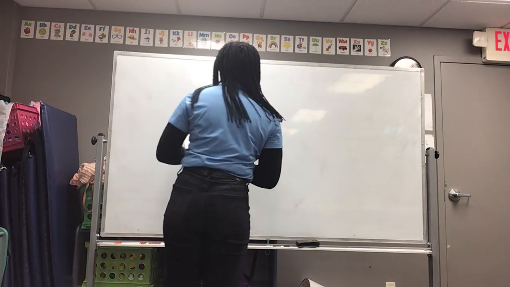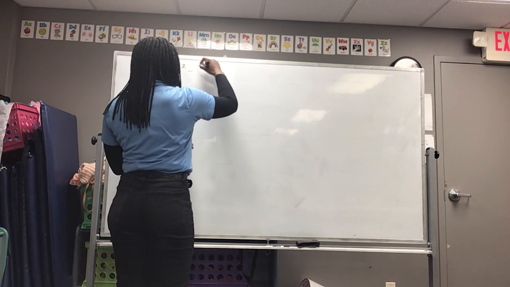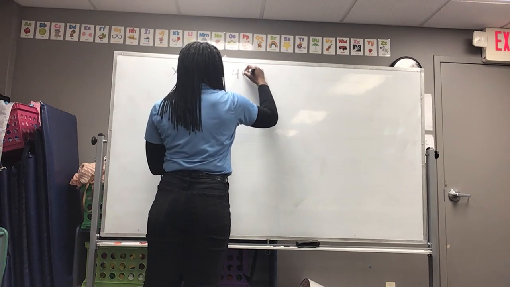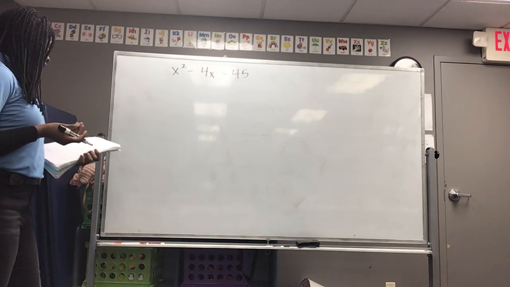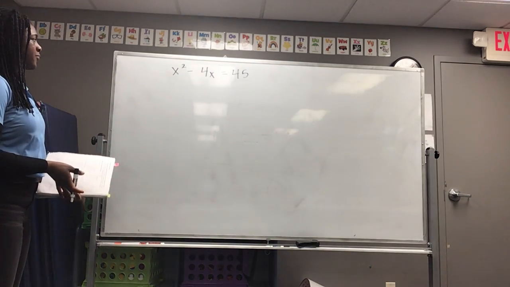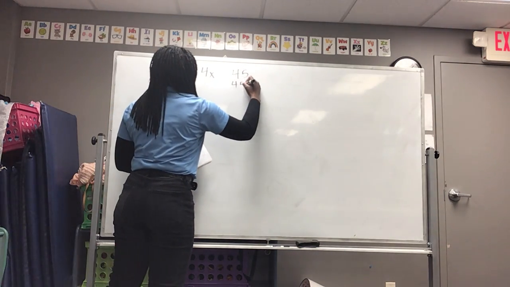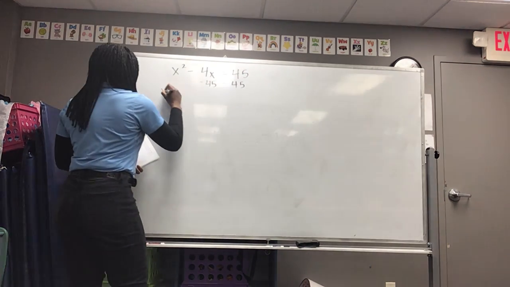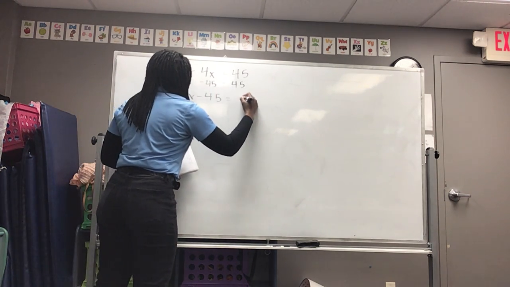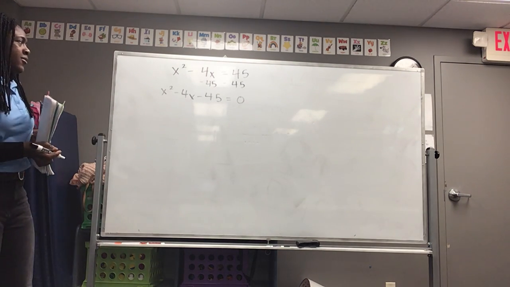Okay. So let's say I have this equation, and I'm going to solve it by factoring. Before we even do that, we want to set it equal to 0. So I'm going to subtract this 45 over so that all my x terms are on one side, and on the other side is 0. Now I have x squared minus 4x minus 45 equals 0.